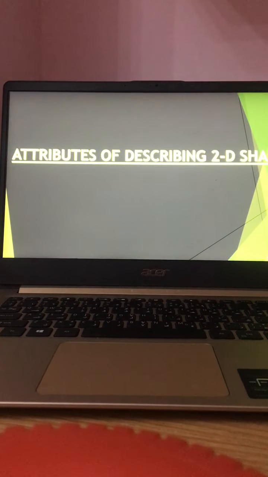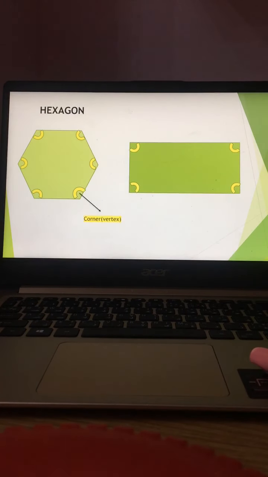We also talked about attributes for describing 2D shapes. We have two attributes for describing 2D shapes. The first attribute: these are the shapes that we discussed in the last session. Let us remember together what we said in the previous session in order to move on to the new piece of information that we are going to learn today.